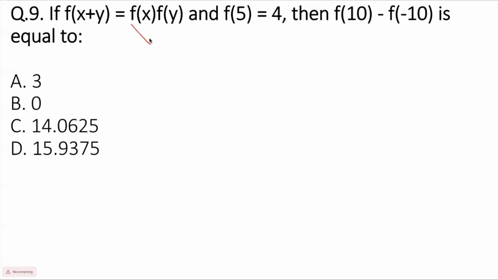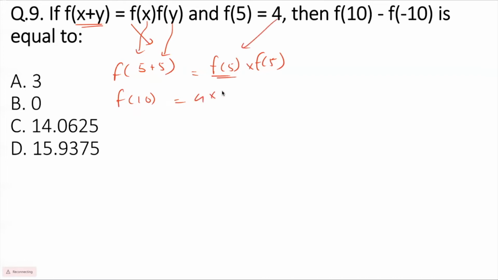f(y). So from here, we will write f of x plus y as f of 5 plus 5, thereby putting x as 5 and y as 5. So we are going to get f of 5 multiplied by f of 5. So basically, f of 10 can be found as f of 5, which has been given as 4, into 4. The value of f of 10 will be 16. So we'll just note it down. The value of f of 10 is simply equal to 16.